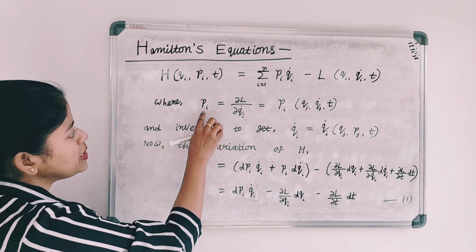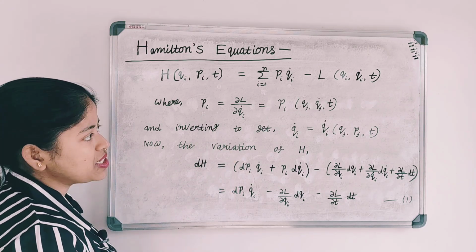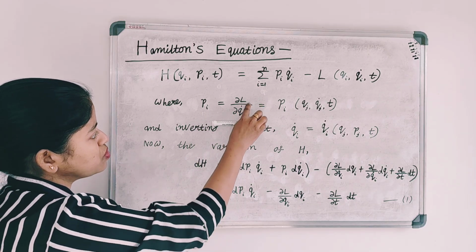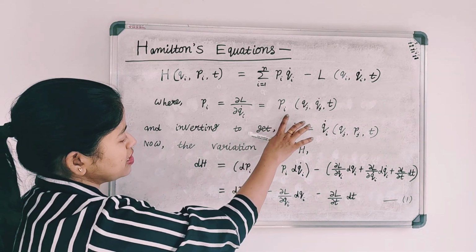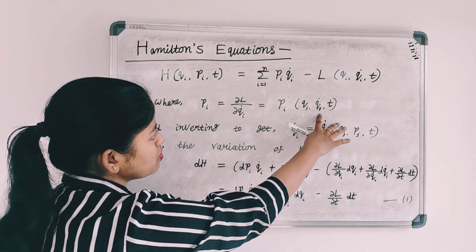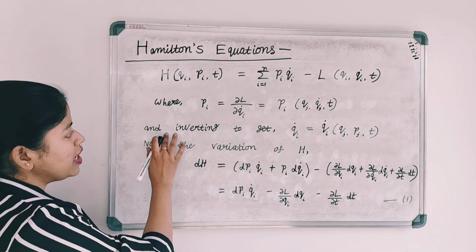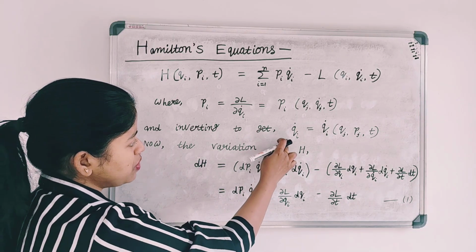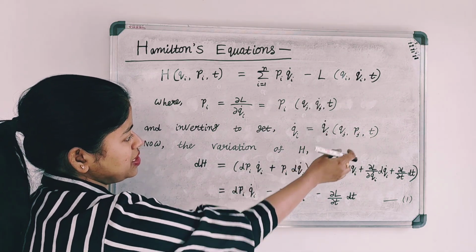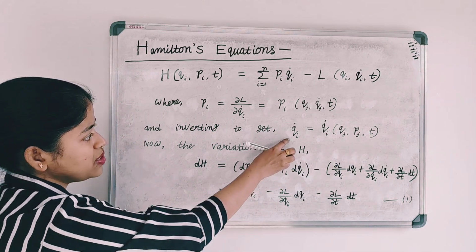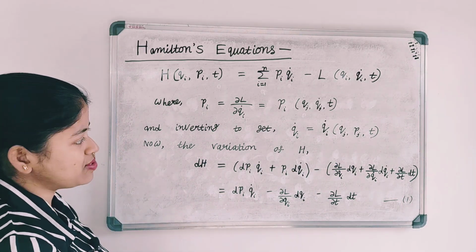Here pi is the generalized momentum, so pi is equal to del L by del qi dot. So pi is actually a function of qj dot and time t, and inverting to get qi dot, which is also a function of qj, pj and time t. Here qi dot is the generalized velocity.